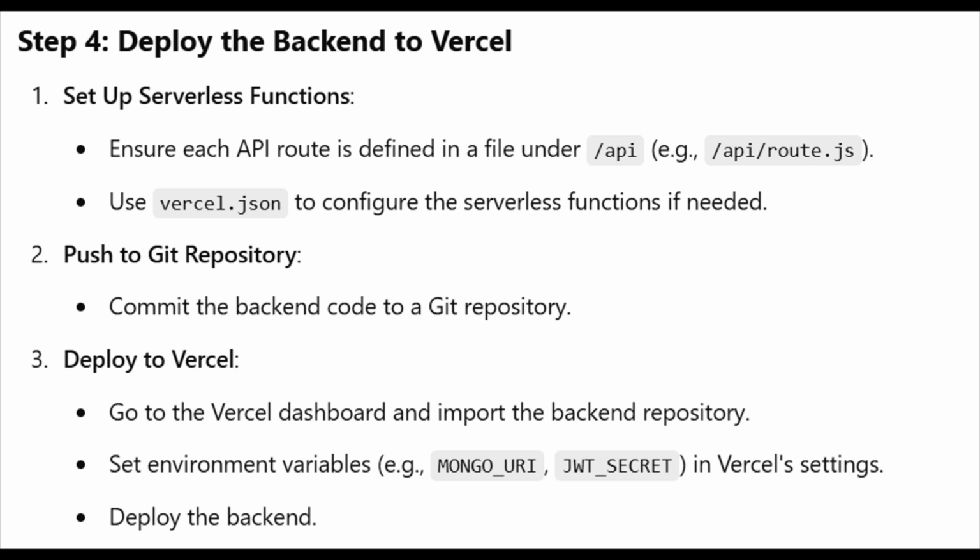Push to Git repository. Commit the backend code to a Git repository. Deploy to Vercel. Go to the Vercel dashboard and import the backend repository. Set environment variables, examples MONGO_URI, JWT_SECRET, in Vercel settings. Deploy the backend.